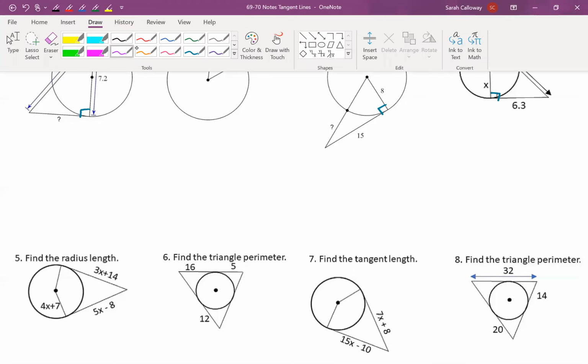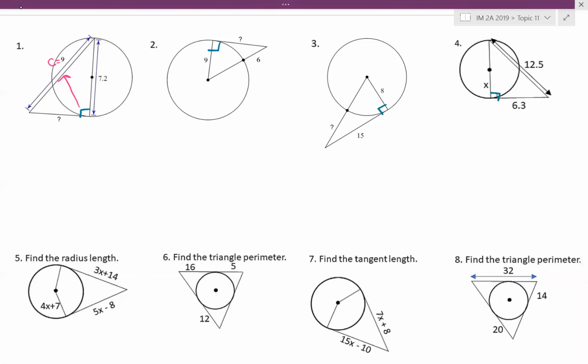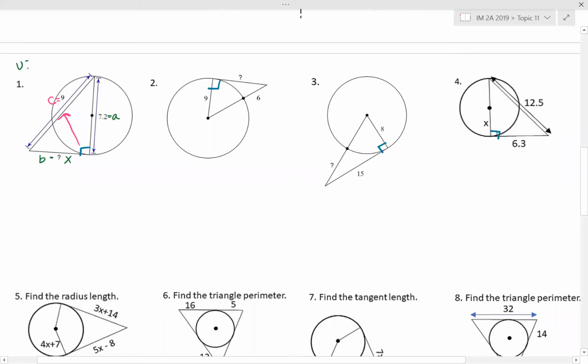So in this first diagram, we have this side as our hypotenuse. They're giving us that the whole length across from the right angle is 9 units. And then they're giving us the radius, which I'm going to call A, is 7.2 units. And then what we're looking for, I'm going to call B. Since they're using a question mark, we can call it X, just so that we can have variables within our problems. And for all of these problems, we're going to use the Pythagorean theorem.